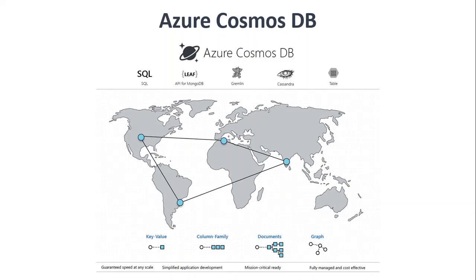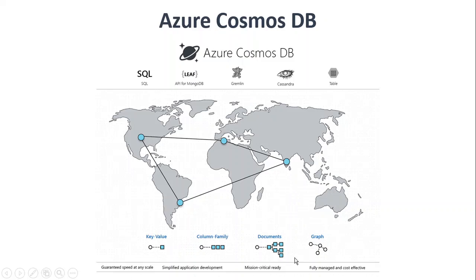And Azure Cosmos DB supports multiple APIs. They are highlighted at the top: SQL, MongoDB, Gremlin, Cassandra, Table. And these APIs are used for different types of NoSQL databases. These are key value, which is used by Table, column family is used by Cassandra, documents are used by SQL and MongoDB, and graph is for Gremlin.